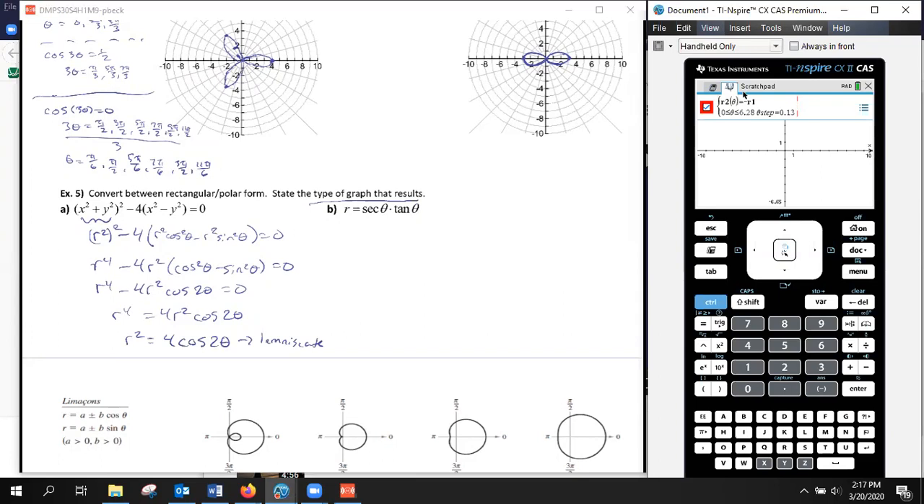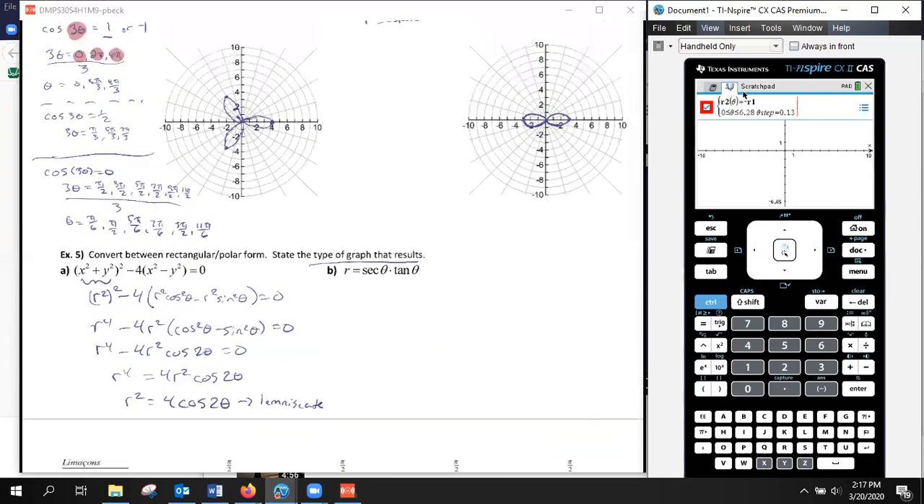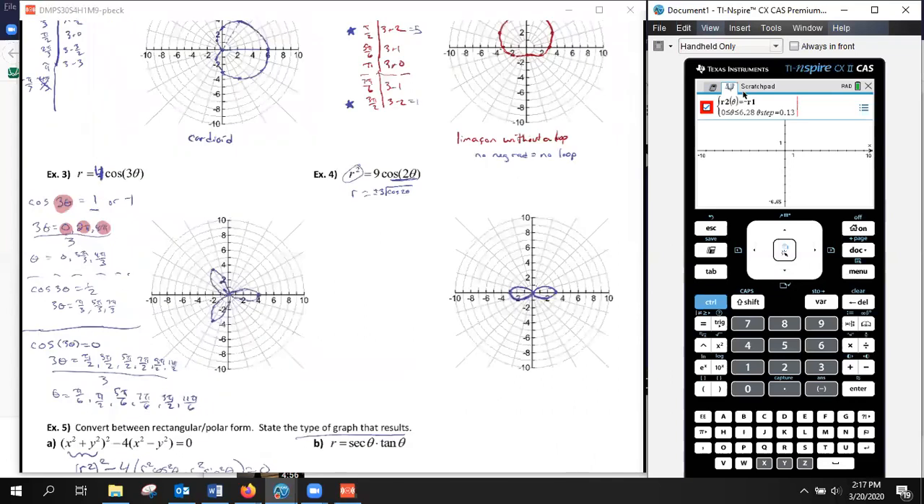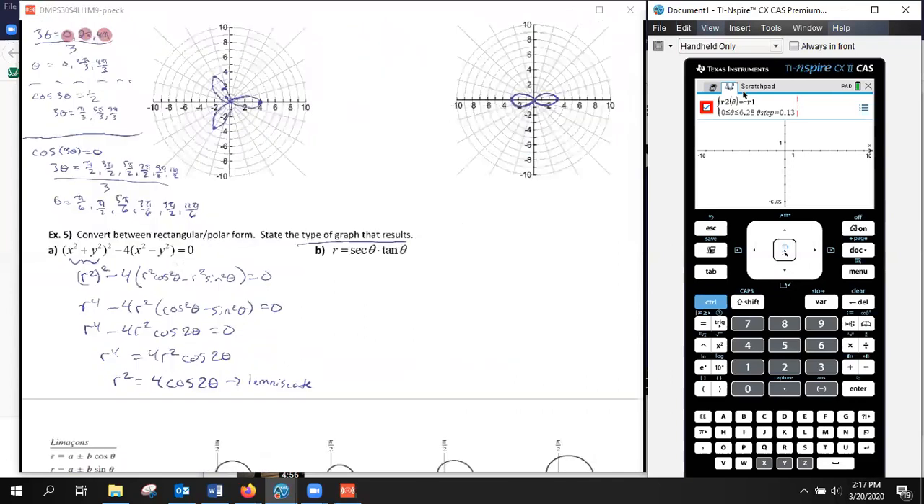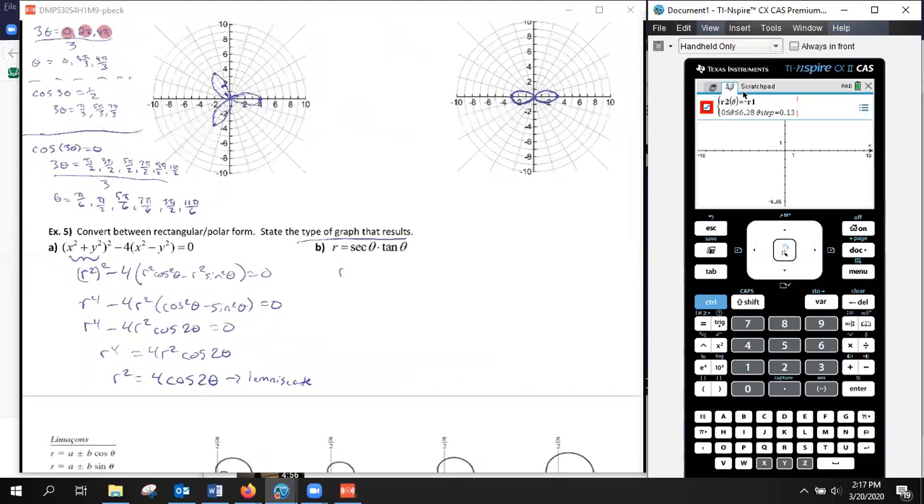All right. If I have r equals secant of theta times tangent of theta, now what can I do with this? If I know tangent of theta is y over x, so r equals secant of theta, which is 1 over cosine of theta. And tangent of theta, I'm just going to leave this as tangent of theta right now. What I can do is multiply both sides by the cosine of theta to get r cosine of theta equals tangent of theta.